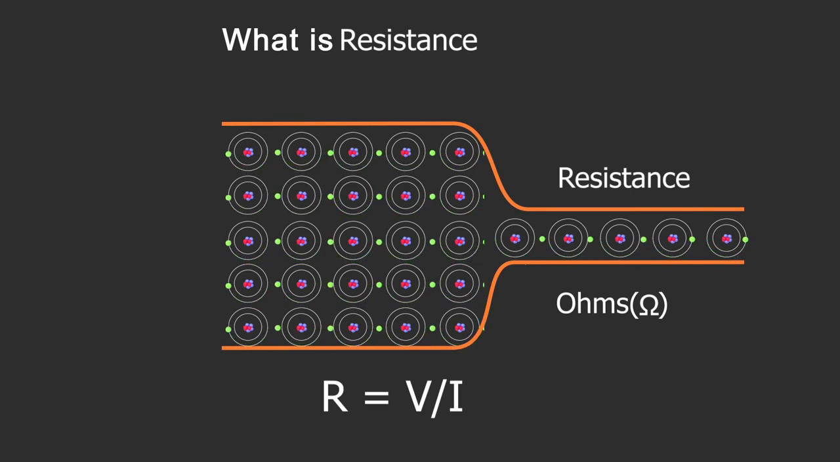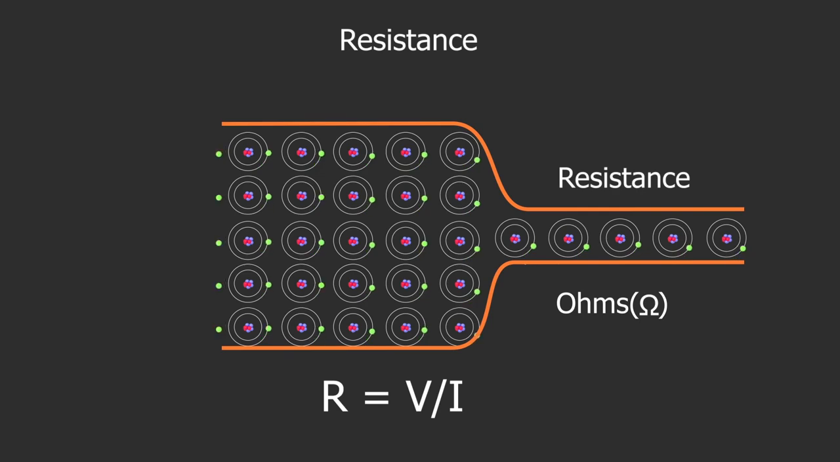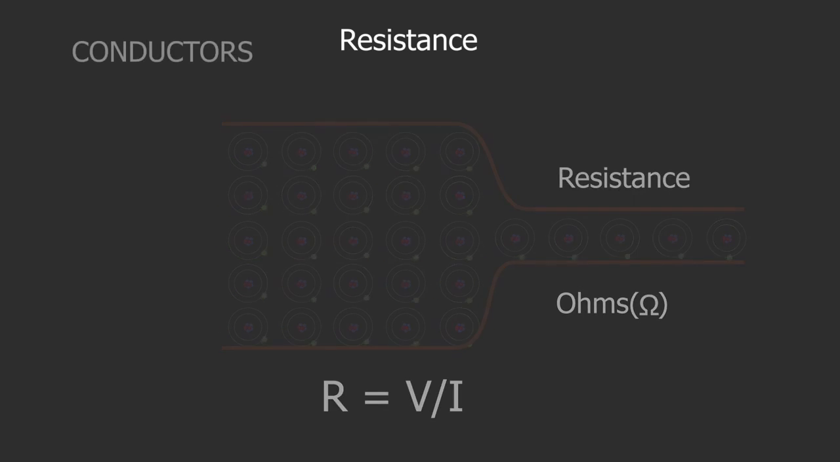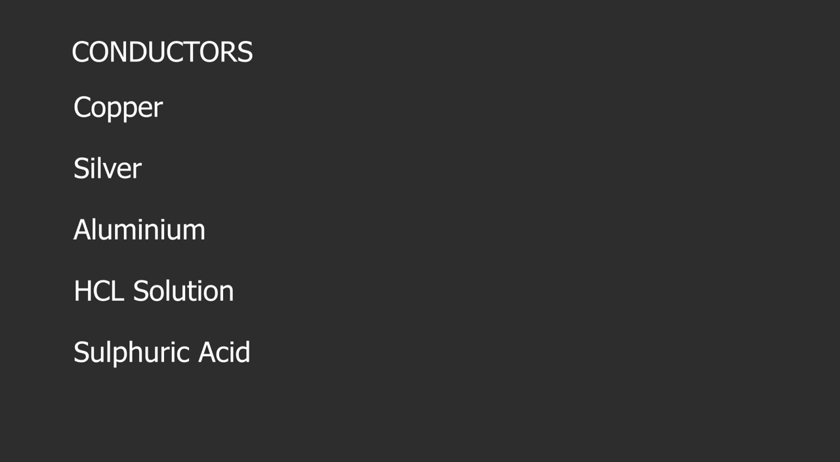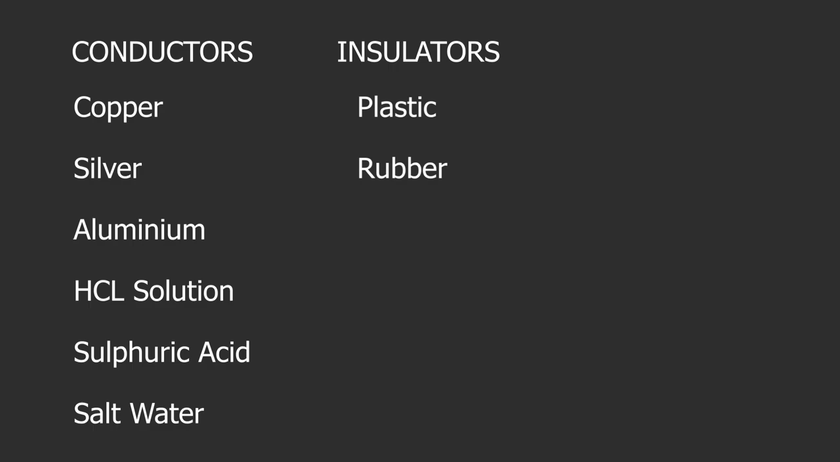All materials are different in allowing electron flows. Materials that allow many electrons to flow freely are called conductors, such as copper, silver, aluminium, hydrochloric solution, sulfuric acid, and salt water. In contrast, materials which allow few electrons to flow are called insulators, such as plastic, rubber, glass, and dry paper.